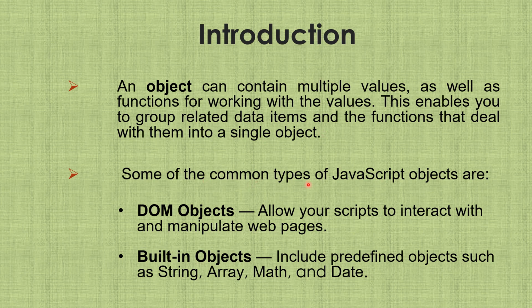Some of the common types of JavaScript objects are DOM objects, that is Document Object Model objects. It allows your scripts to interact with and manipulate web pages. And built-in objects, which include predefined objects such as string, array, math, and date.